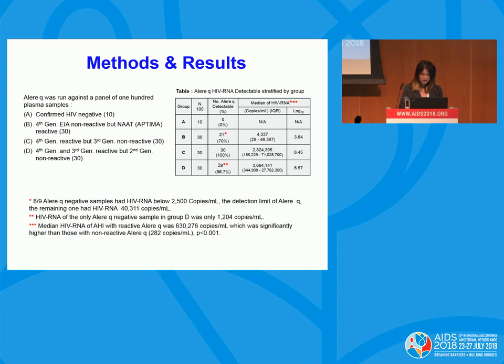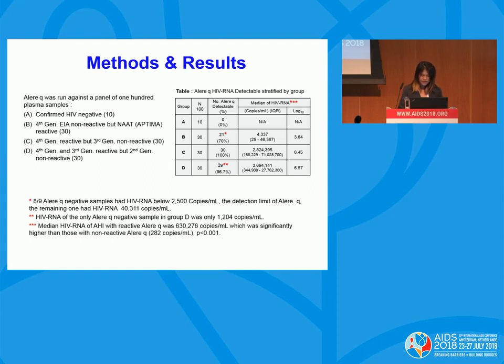The table shows Acute HIV RNA detectable stratified by group. Group A: Acute cannot detect. Group B: Acute can detect 21 samples, or 70%. This group's median quantitative HIV RNA is 4,337 copies per ml, or log 3.64.